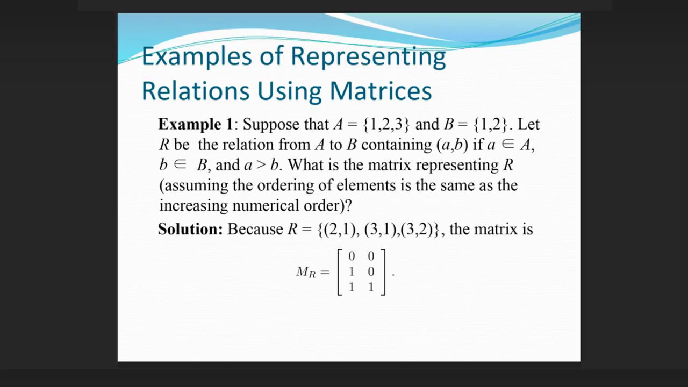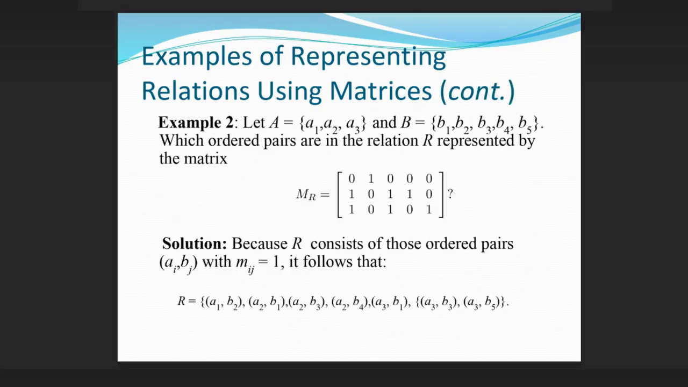Example 1. Suppose that A equals {1, 2, 3} and B equals {1, 2}. Let R be the relation from A to B containing (a,b) if a ∈ A, b ∈ B, and a > b. What is the matrix representing R, assuming the ordering of elements is the same as the increasing numerical order? Solution: because R equals {(2,1), (3,1), (3,2)}, the matrix is shown.